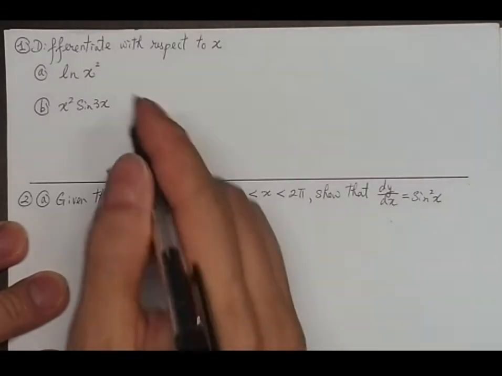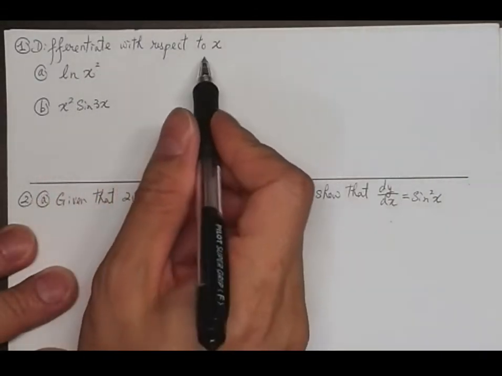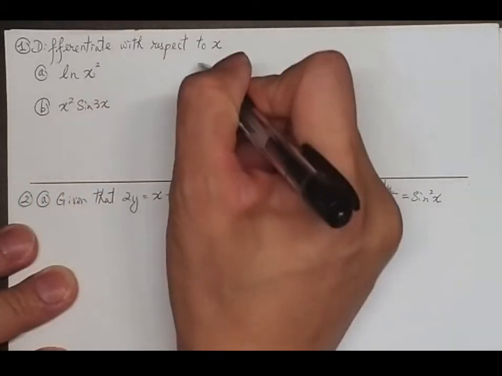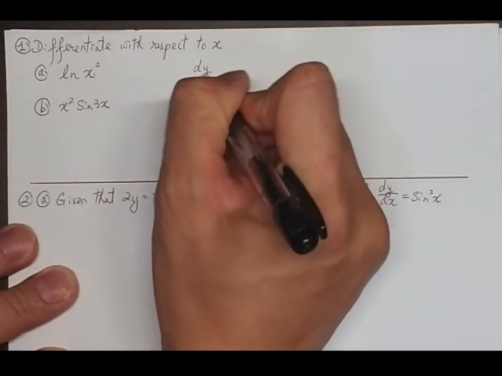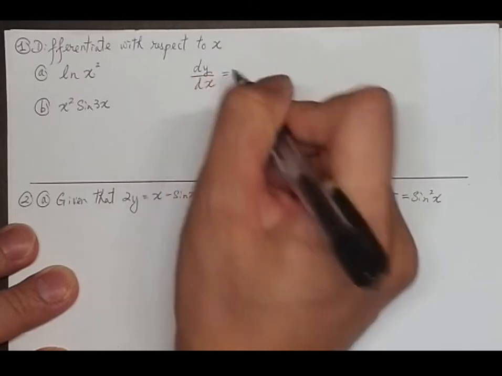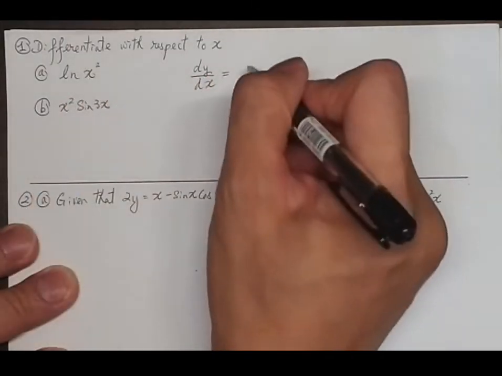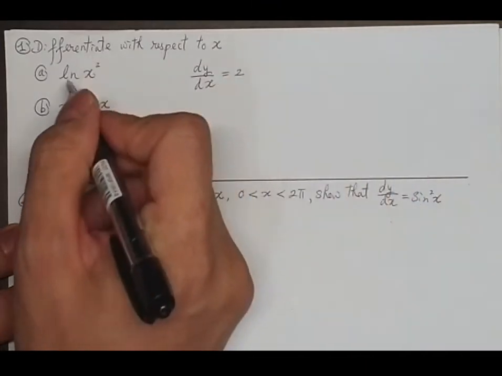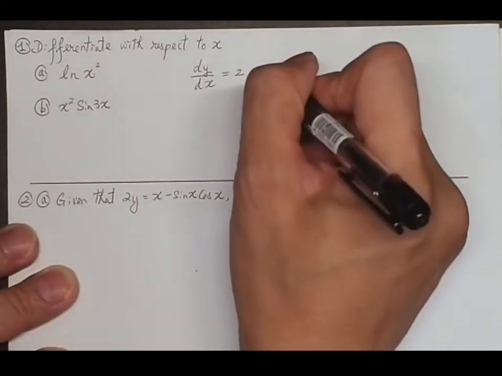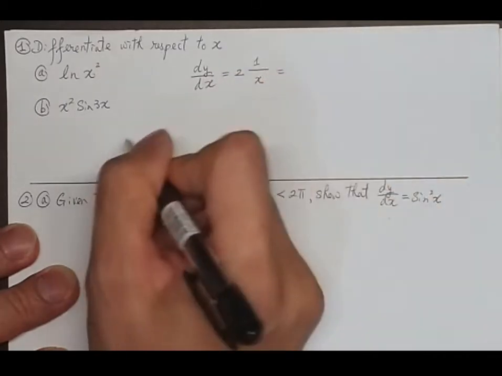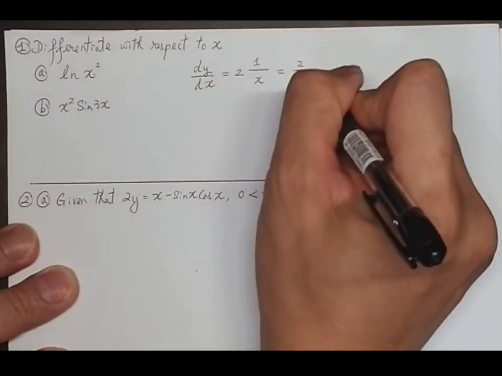Question number 1, we try to differentiate with respect to x, a log x squared. So dy by dx is equal to, we differentiate this one first, so we get 2, and we differentiate the whole thing, so we get 1 over x. So dy by dx is equal to 2 over x.